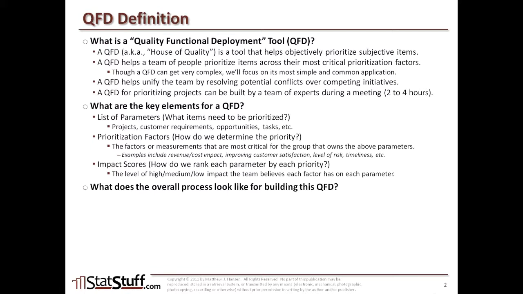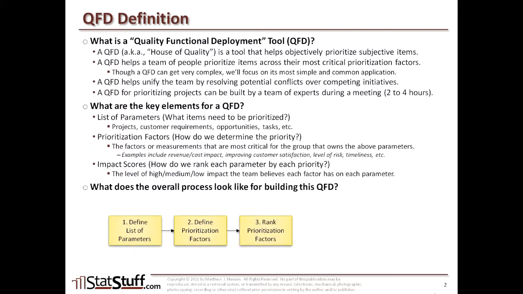this QFD with them. The first step basically is defining the list of parameters. Again, that's one of the first key elements identified here for QFD. After that, you would define the prioritization factors. The third is to rank the prioritization factors, and then fourth, we're going to score each of the parameters per factor, and the last step is basically to calculate and sort those parameters by score.